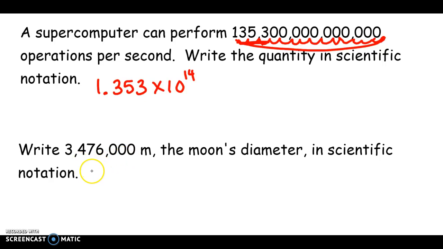This is a little bit more manageable, right? So the decimal point's at the end. We move it after the 3. So we get 3.476 times 10 to the 1, 2, 3, 4, 5, 6th power.